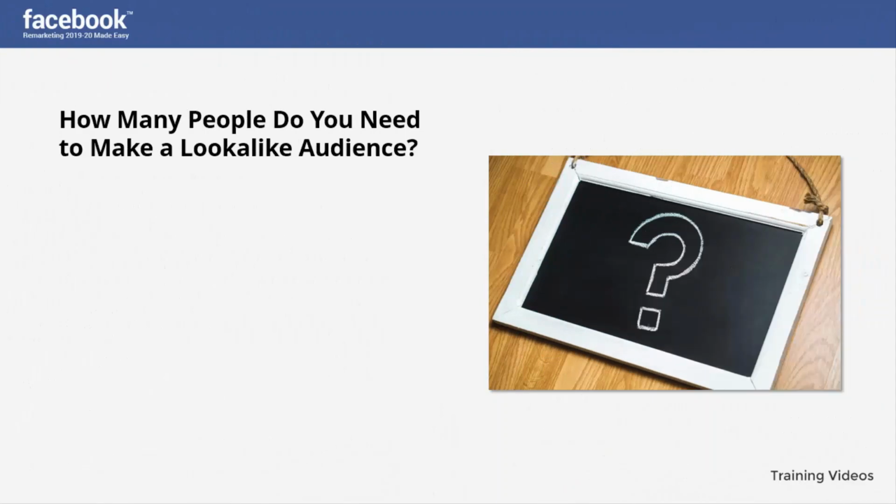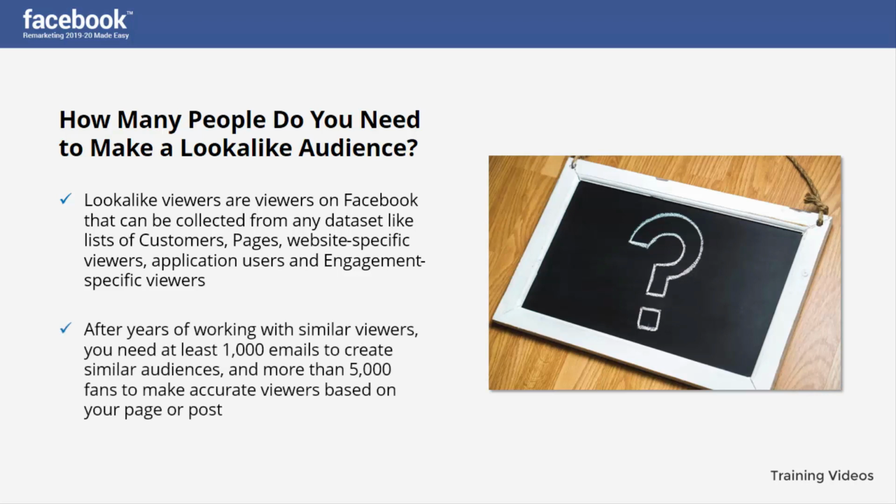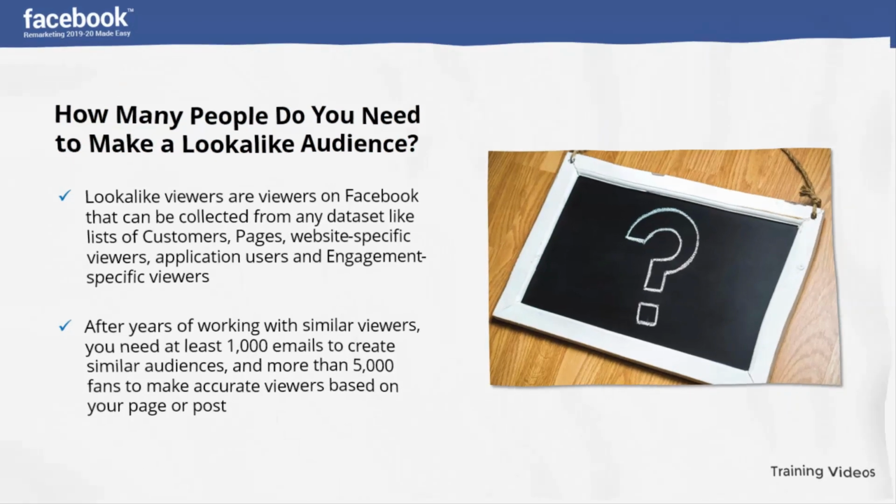How many people do you need to make a lookalike audience? Lookalike viewers are viewers on Facebook that can be collected from any dataset, like lists of customers, pages, website-specific viewers, application users, and engagement-specific viewers. At a minimum, you need 100 users to be able to create similar audiences for many datasets. After years of working with similar viewers, you need at least 1,000 emails to create similar audiences, and more than 5,000 fans to make accurate viewers based on your page or post.